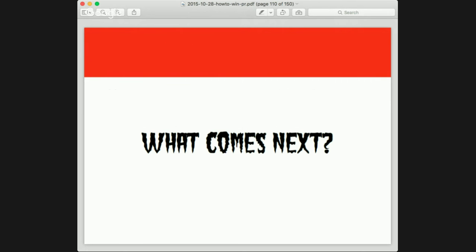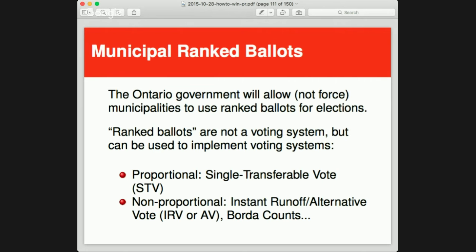Okay, what comes next? So, how many people knew that at the municipal level we're going to have the opportunity to use ranked ballots? Few people. And how many people didn't? Few people. Good. So there was a movement, I think it's mostly in Toronto, but they petitioned the government to say, allow us to rank our candidates. And the government said, sure. And then there was a feedback period at which some of us participated. And then I don't know exactly what's going to happen. I kind of have lost track of the story, but it looks very likely that we will be allowed, but not forced, to use ranked ballots municipally.